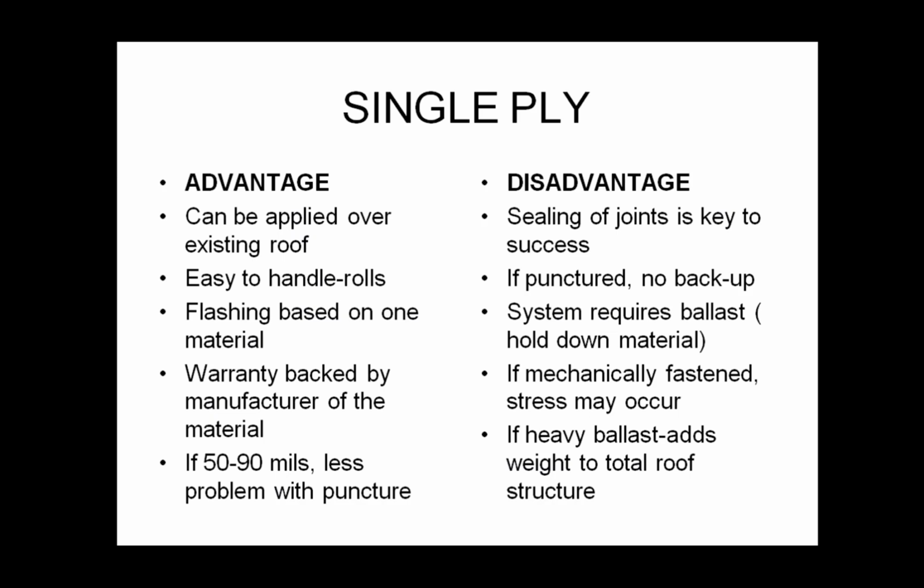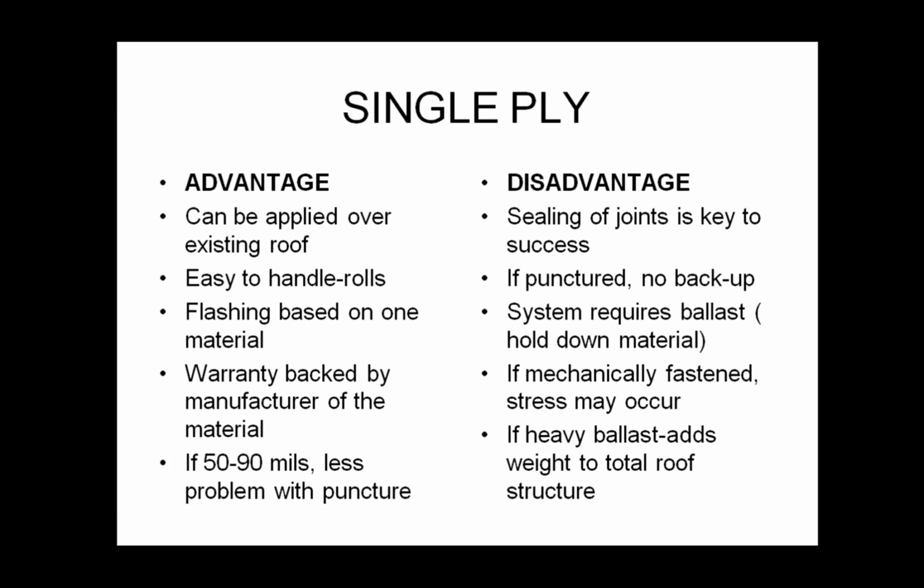Generally, they come in rolls or sheets that can be easily placed. It's easy to identify the quantity that you need based on the square foot. It makes it uniform where flashing is based on one material, and generally the warranty. There's a warranty backed by a manufacturer of the material. Typical roofing elements generally get a 20-year warranty, and they're usually pretty thin. All right, so they're kind of thin, strong, flexible, and you don't have too many issues with puncture.